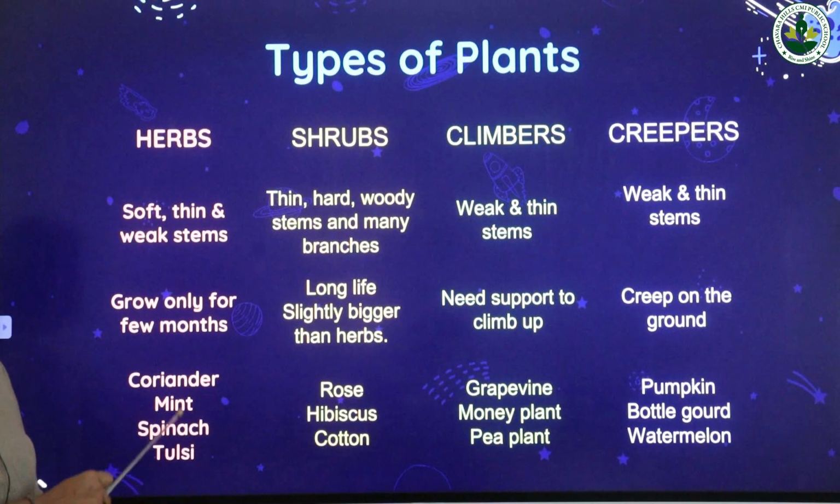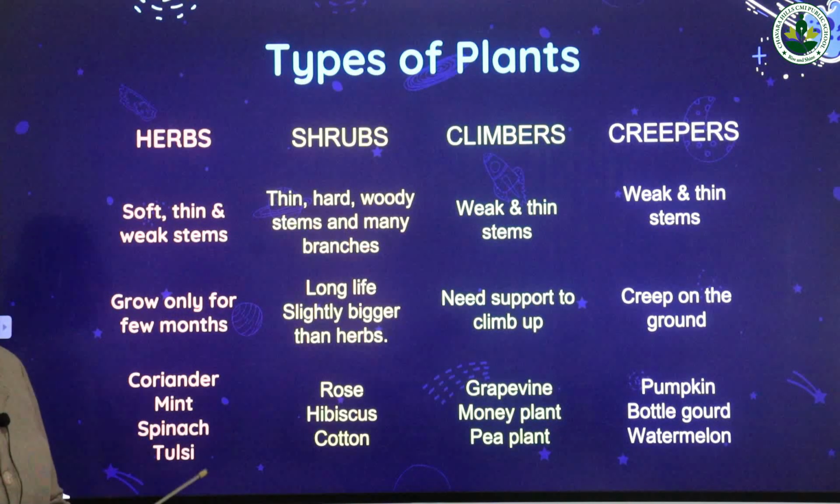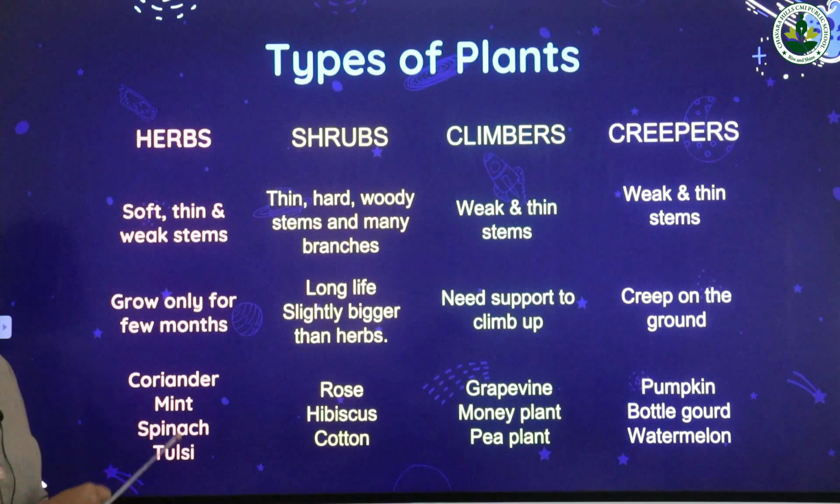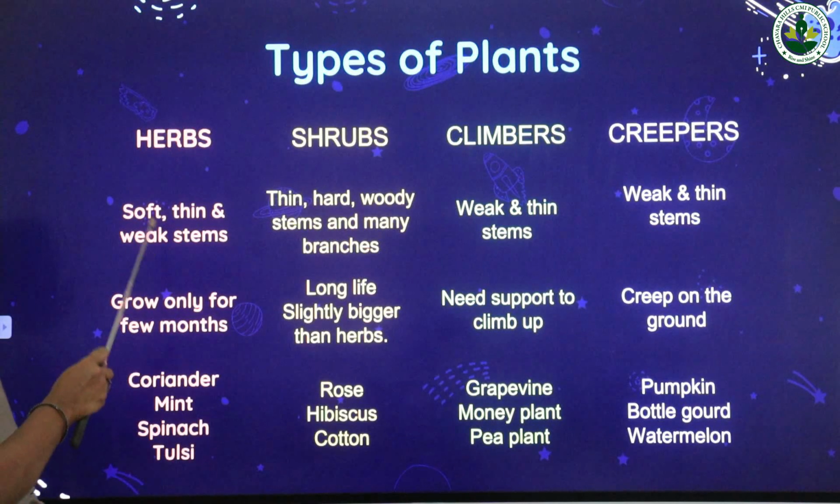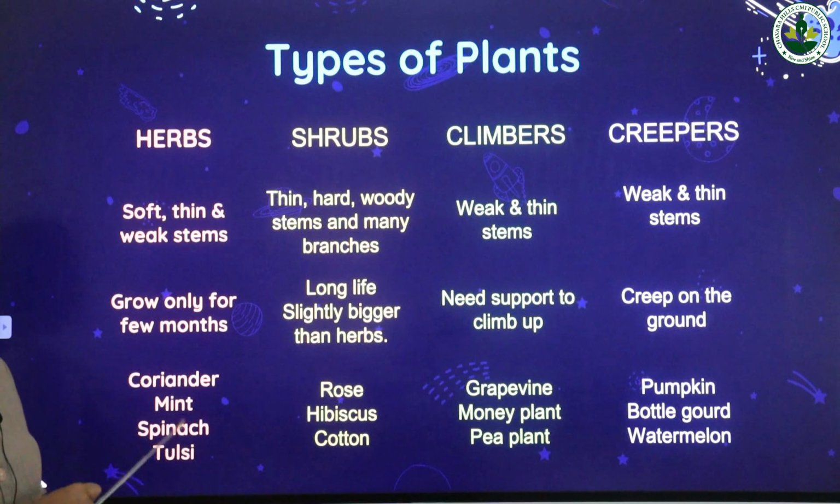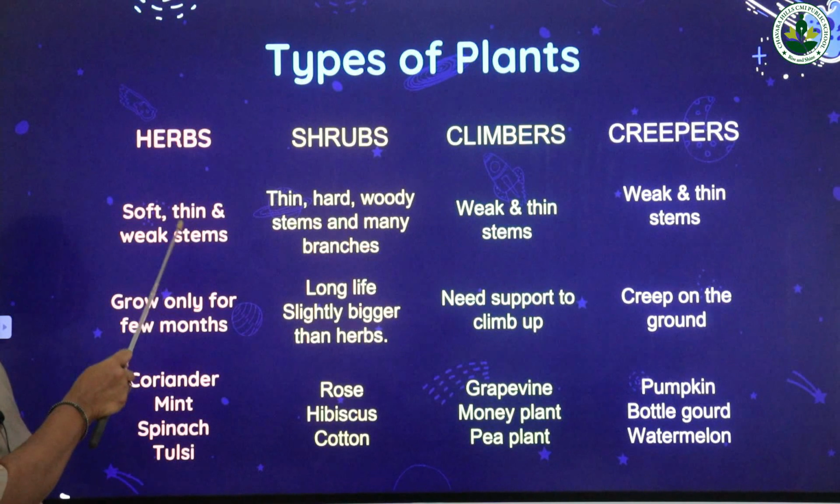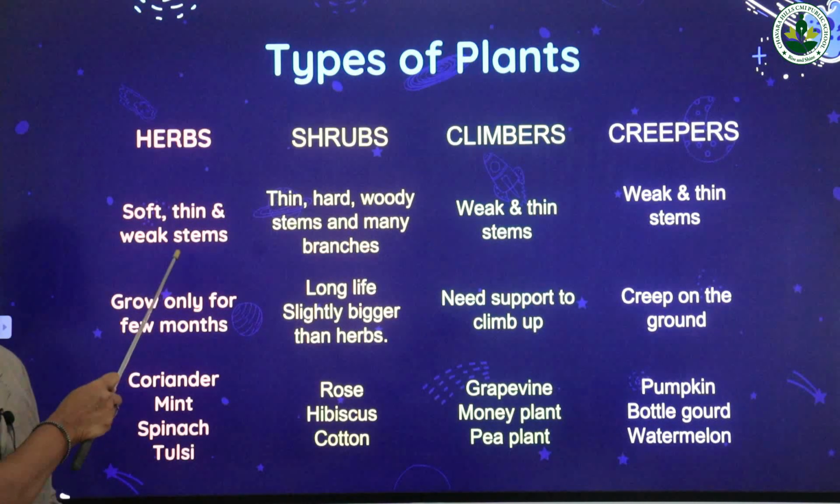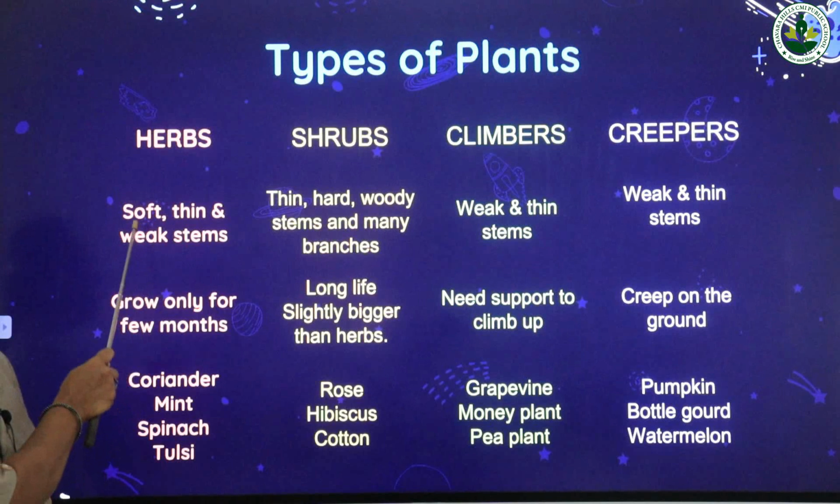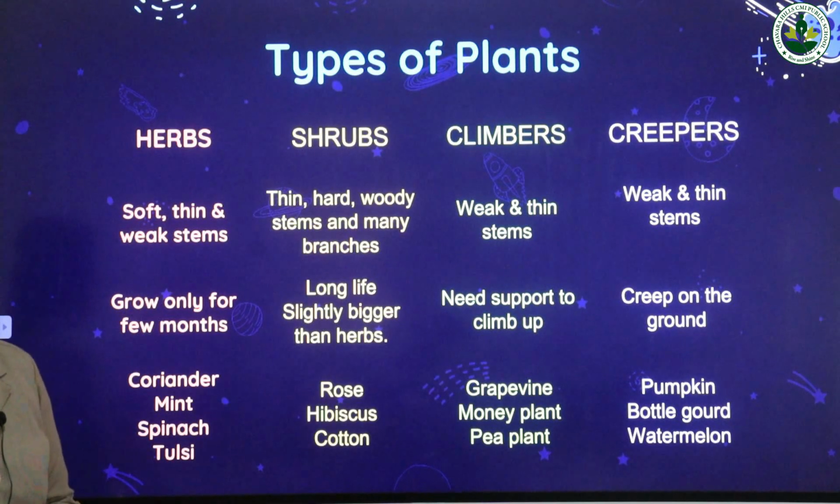So just observe these plants in your garden and see how their stems look like. When you check these plants, you can see that they have soft, thin and weak stems. They don't have much thickness. They are very thin in nature and the stems are not strong but weak. And now how long do they grow? They grow only for a few months. After a few months they may die off.